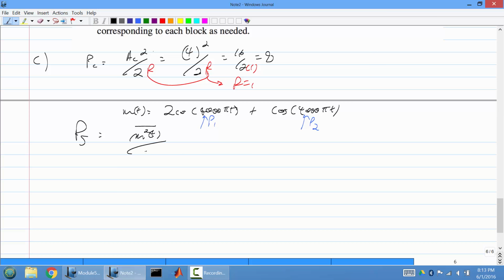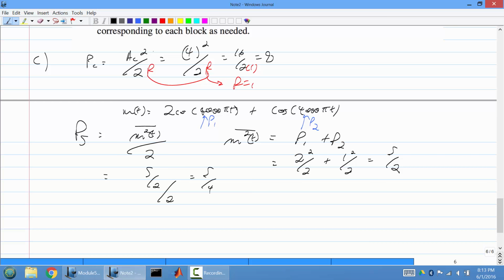The carrier, you don't have to do that. In the message signal you do. So if I want to figure out what this is, it's very simple. You're just adding up the two things together. So this becomes 2 squared divided by 2, plus 1 squared divided by 2, which is 5 over 2.